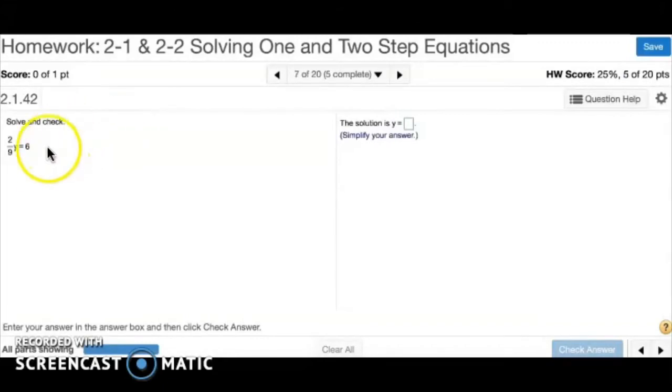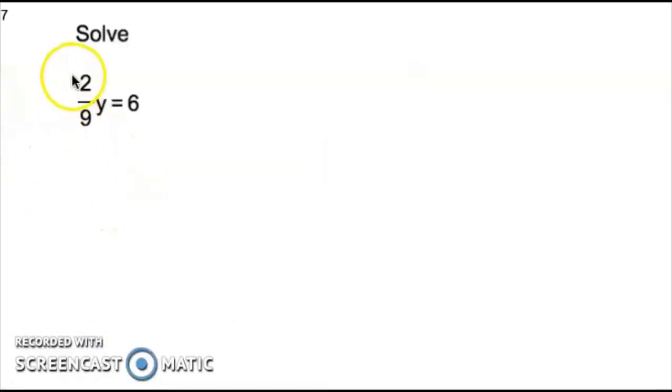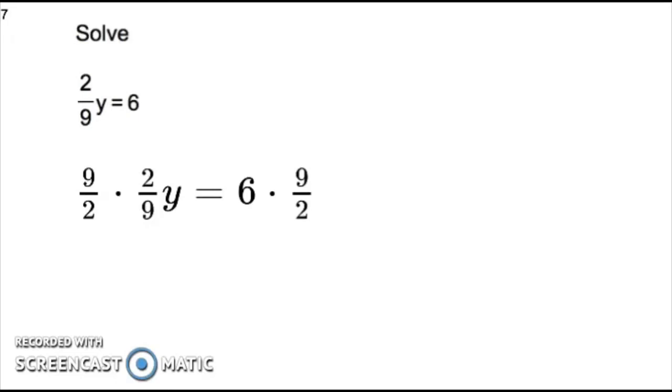Jumping ahead to number 7, we have 2 over 9y equaling 6, and we've got to solve it, so let's take a look at it. So we have a fraction that we're trying to get rid of to get the y by itself. Now what we can do is multiply both sides by the reciprocal. The reciprocal would be 9 over 2, which is this one flipped upside down. So we multiply both sides by 9 over 2.